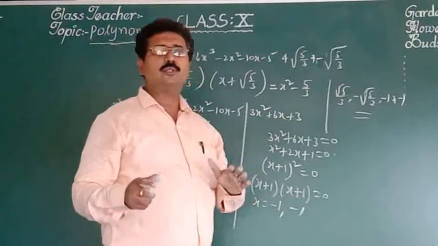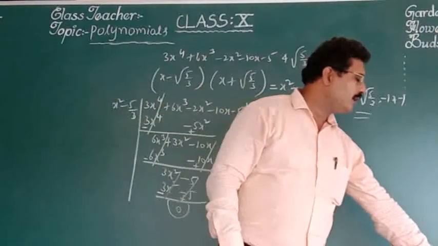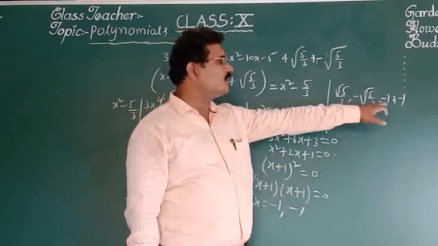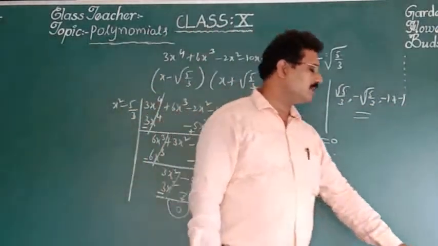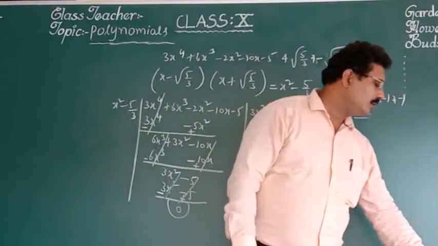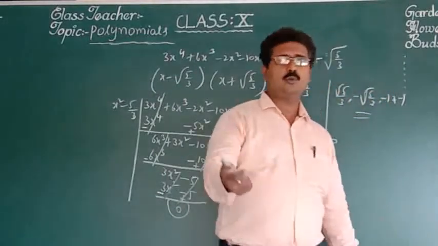But according to the question, what is the question? Obtain all other zeros. What are the other zeros? Minus 1 and minus 1. This is the way to write the problems. And now, the remaining problems, 4 and 5, you do as homework.